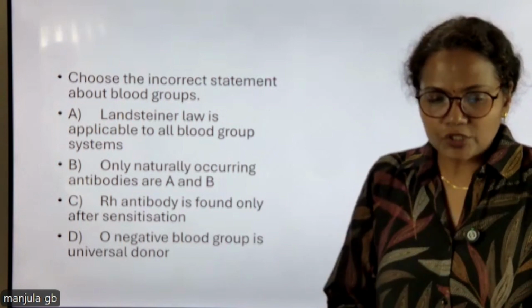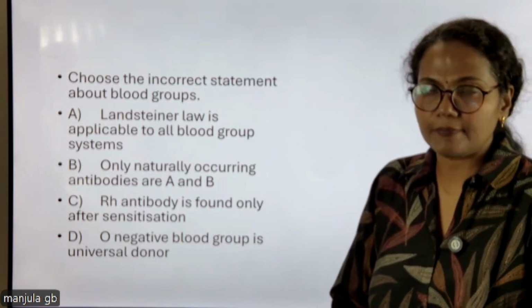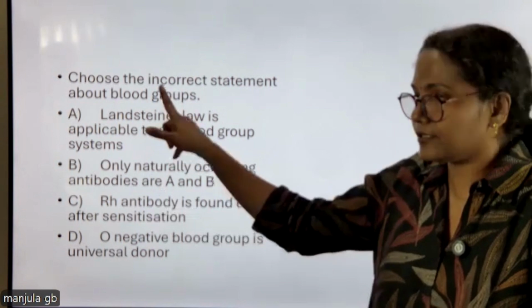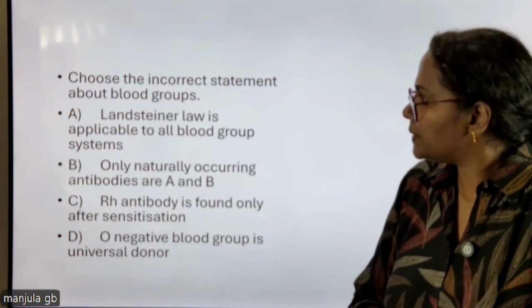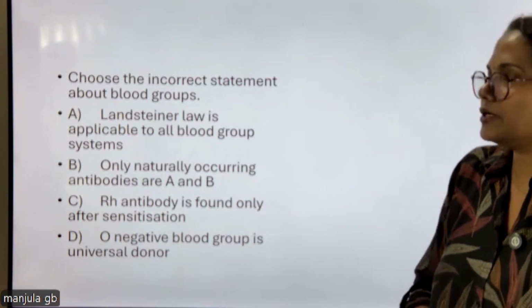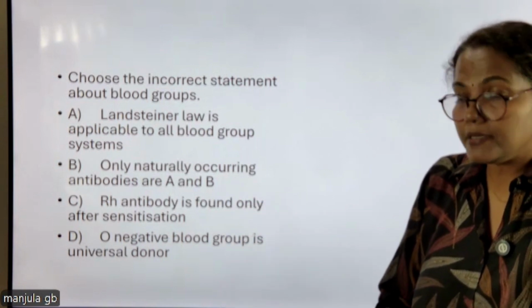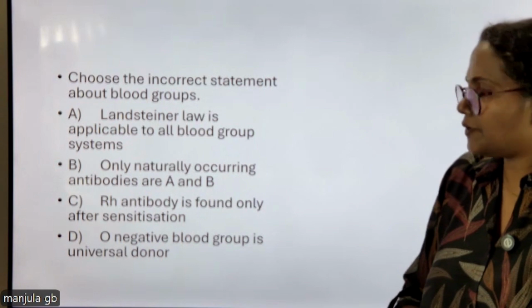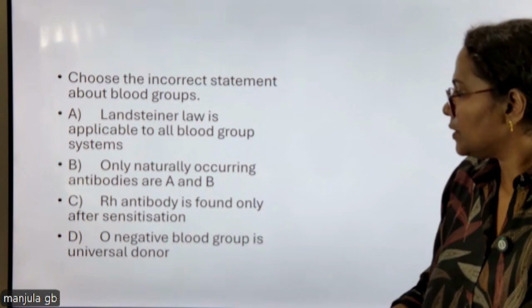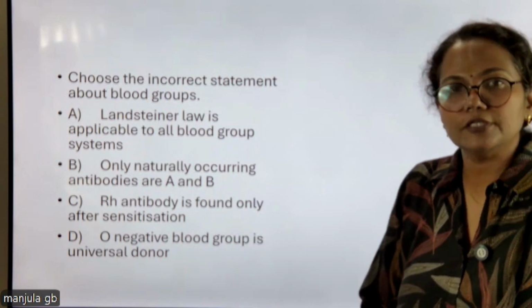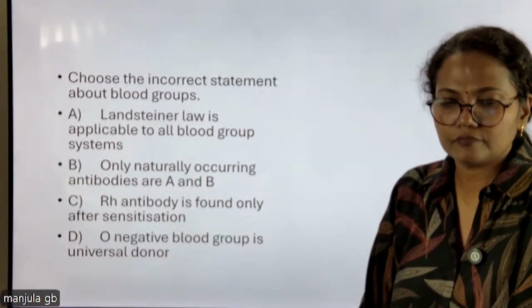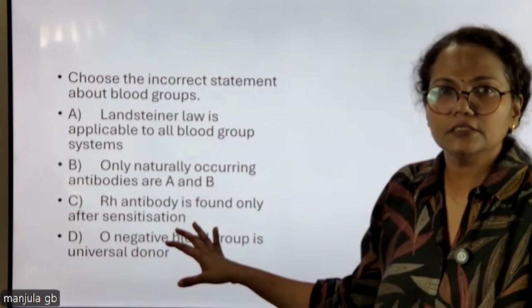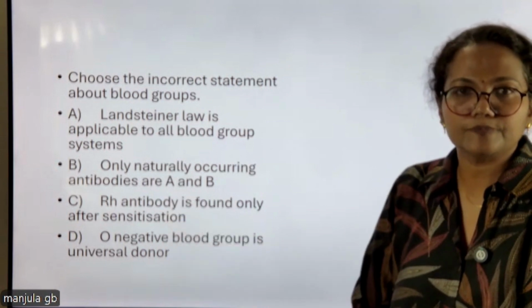Next question. Choose the incorrect statement about blood group. Landsteiner law is applicable to all blood group systems. Only naturally occurring antibodies are A and B. Rh antibody is found only after sensitization. O negative blood group is universal donor. Which is false among these? Which is not correct among these? It's a very direct question.